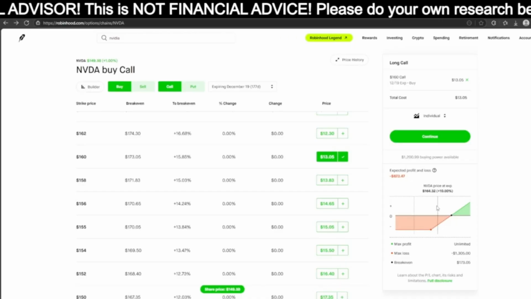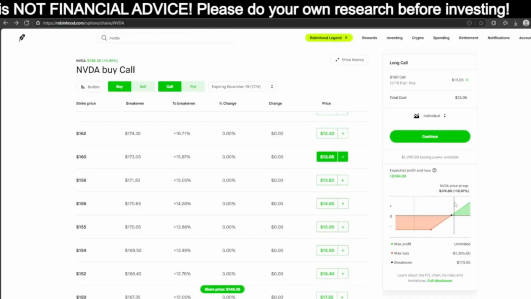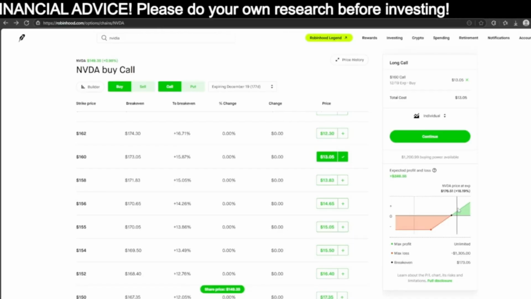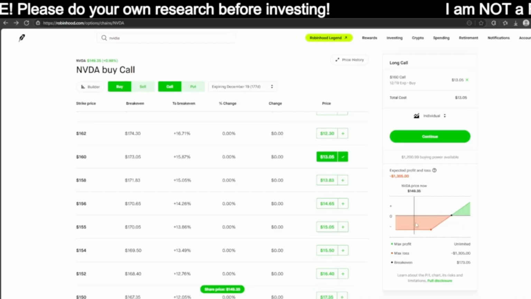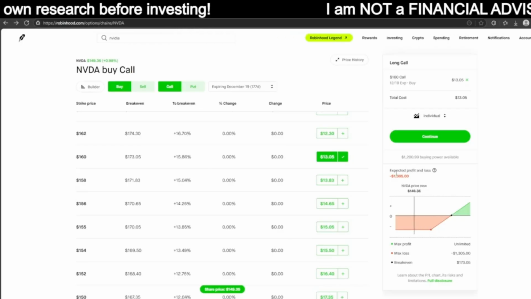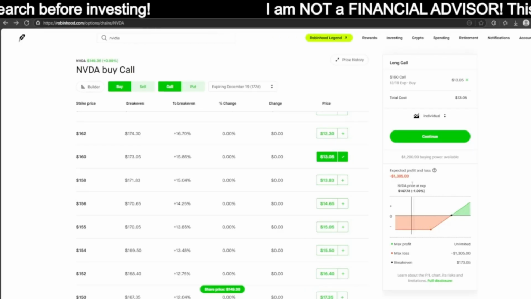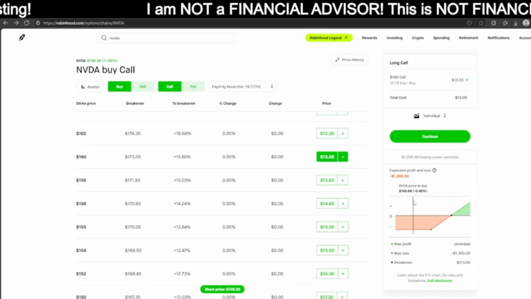Now, if NVIDIA goes above this break even, you make whatever amount of money you have. As it goes higher and higher and higher, you make more and more profit, as you will see. But if it keeps on staying below that, you don't make money. You start to lose that value, and this option is going to start to lose value. And that's a problem because you're losing on potential money here.